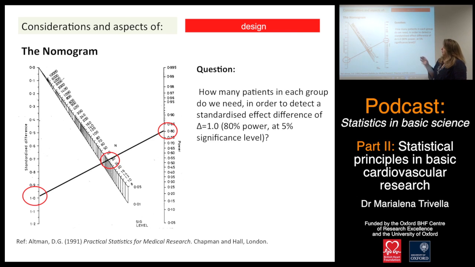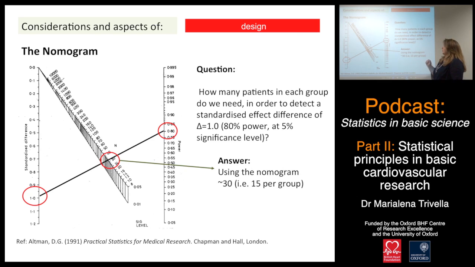In this case, using the nomogram, we found that we need 30 people. In other words, 15 per group. It's a very nice and easy way. It only deals with 2 levels of alpha, and unfortunately you're not able to use it in all situations, but hopefully for most of what you need it will be a very useful little calculator to have at hand. You can find it in this book, Practical Statistics for Medical Research.